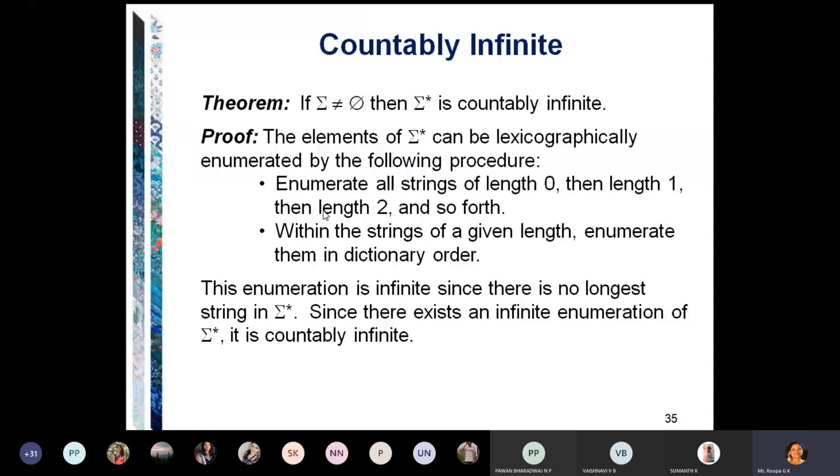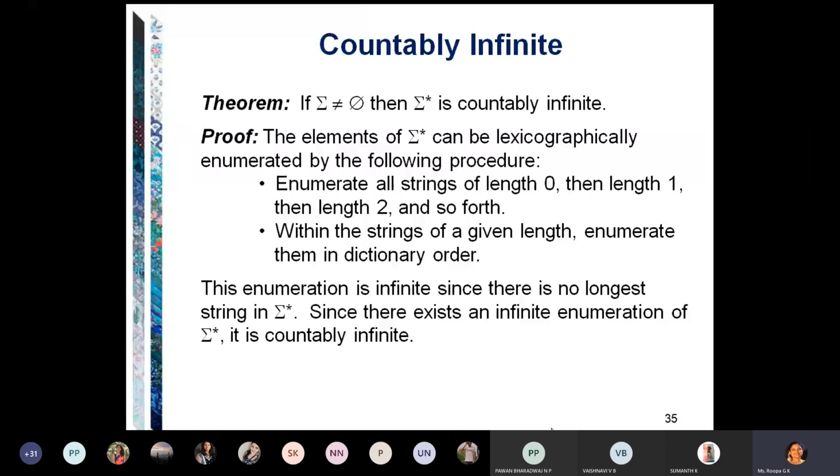It is done by using lexicographical enumeration. We know about lexicographic enumeration now. Enumerate all the strings of length 0, length 1, length 2, according to string length. Then within the given length, follow the alphabetical order. This enumeration is infinite. We have already seen. So there is no longest string in sigma star. We cannot say which is the longest string in sigma star. But my point, there is no longest string does not mean that there is no answer. Since there exists an infinite enumeration of sigma star, we can say that the language is countably infinite.